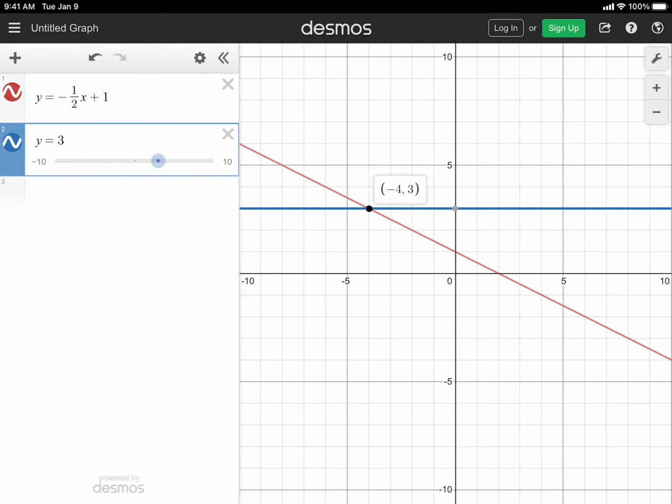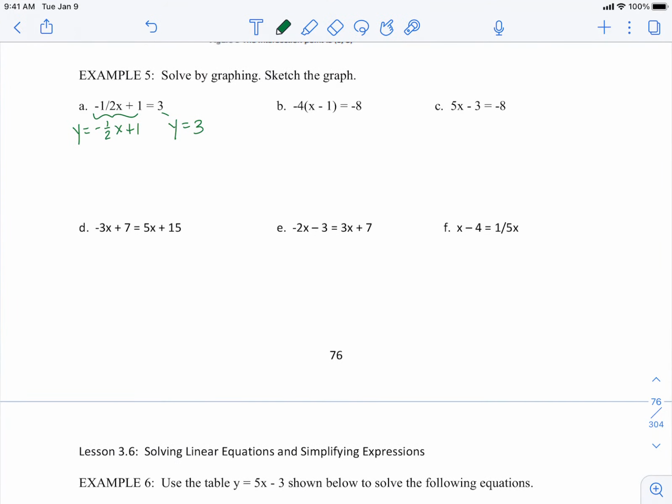And so I can see that this point right here, negative 4, 3, is where they intersect. So these intersect at negative 4, 3. And remember we said the x-coordinate is the solution. So my x equals negative 4.